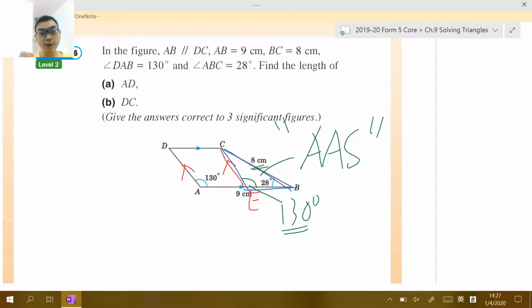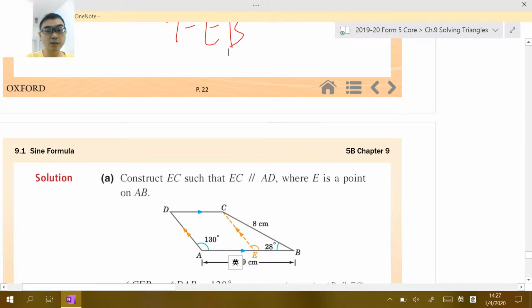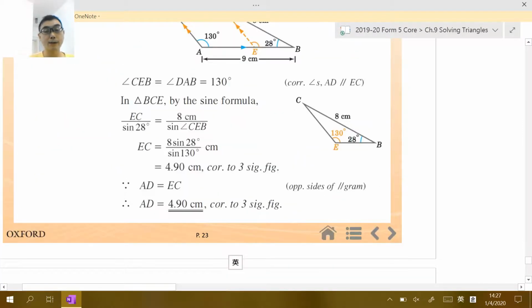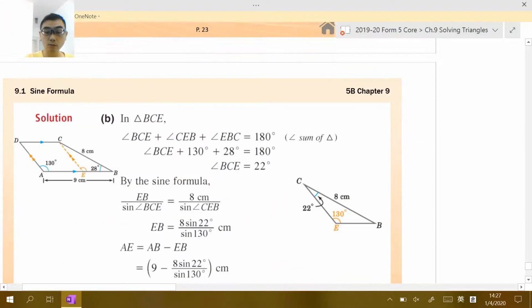Even finding DC is easy, because finding DC is just like finding AE. But before you find AE, you understand that AE is simply AB subtract EB. Then we go back to this triangle and pair up again. So you can see that finding the length is easy, because all you need to do is apply the sine formula and work out the answer directly. No big problem. But when we talk about the case where there is no angle here.